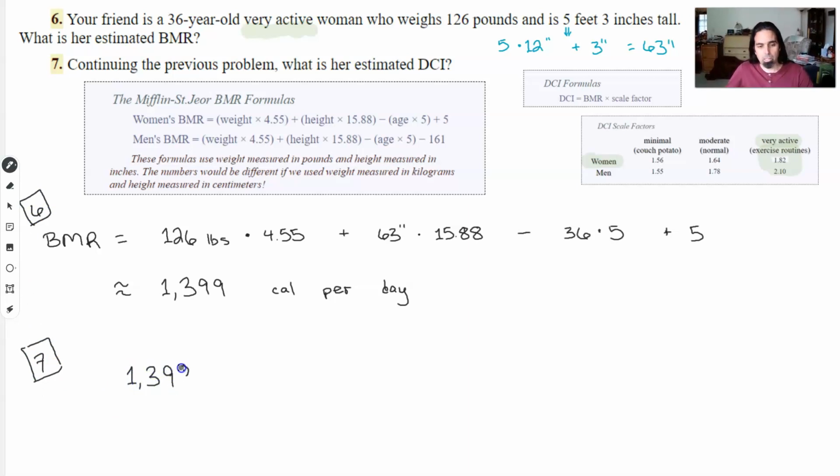For number 7, the DCI, we take that number and then we multiply it by the corresponding scale factor, which, as we mentioned before, 1.82. And we get about 2,546. Which is also calories per day.